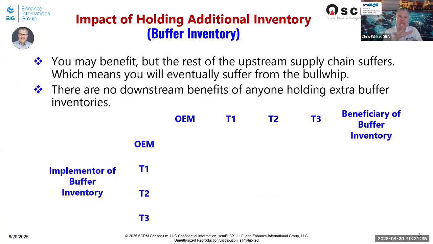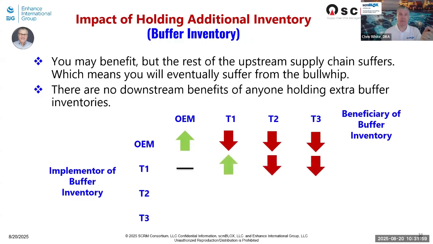So we're going to lay out this little matrix here, and on the left is the implementer of the buffer inventory, and then we're going to look at the beneficiaries going across the right. So in this first line, we're showing that when the OEM implements additional buffer inventory, the OEM gets better, but everyone else gets worse. But now when the tier one does it, you'll notice nothing happens to the OEM. The tier one gets better, and the other ones upstream get worse. So maybe you're starting to see the pattern here.